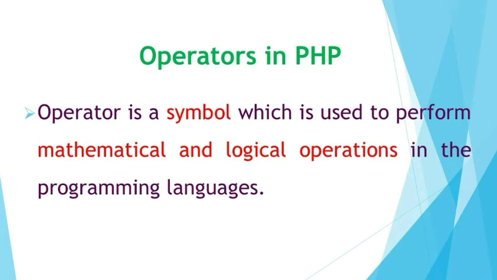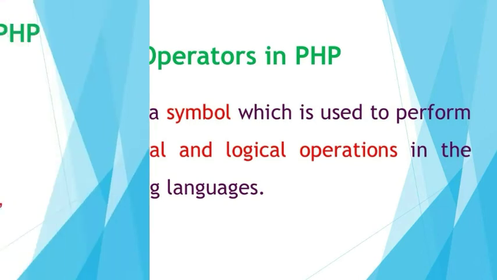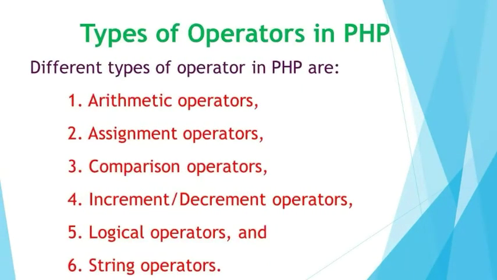And next, let us see operators in PHP. What do you mean by operators? Operators are symbols used to perform mathematical and logical operations in programming languages. You can use operators for mathematical calculations and logical calculations. The different types of operators in PHP are arithmetic operators, assignment operators, comparison operators, increment or decrement operators, logical operators and string operators. Let us see them one by one.